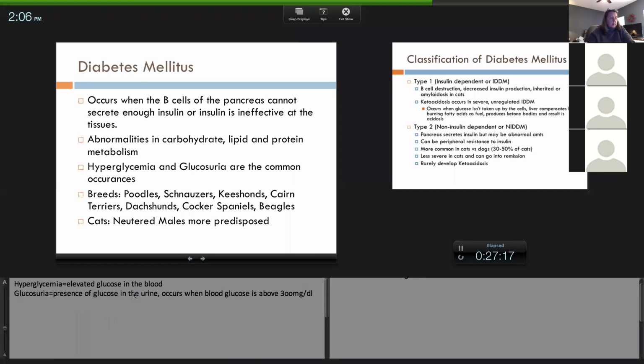Glucosuria is the presence of glucose in the urine. Now, important thing to understand. I don't normally have you memorize lab values, because when you go into practice and get lab values from a machine, they usually give you the range right next to it. But to conceptualize what happens, when glucose starts to get above 300 milligrams per deciliter in the blood, it tends to then spill into the urine.